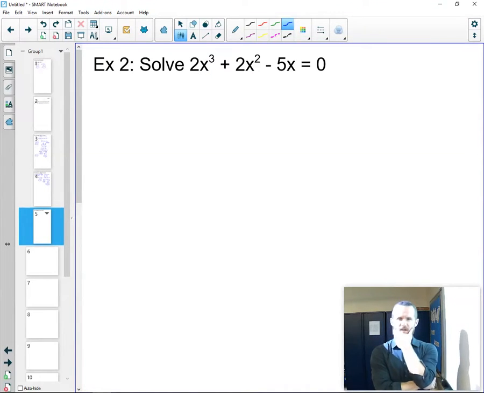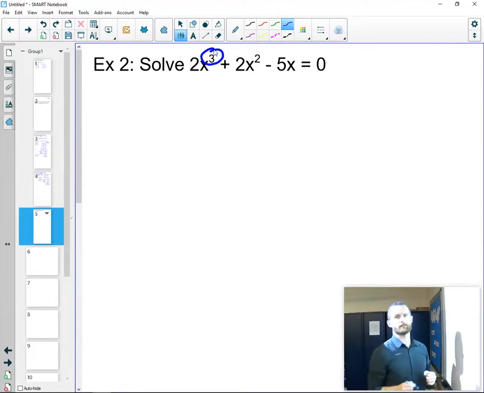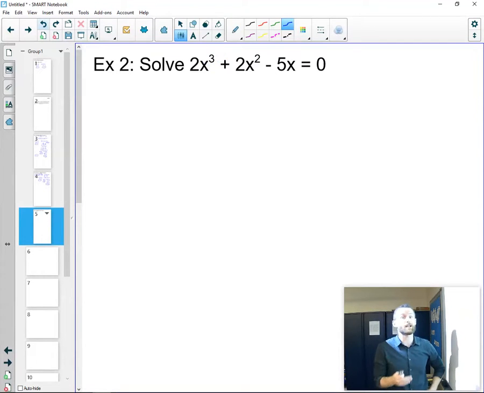2x to the third plus 2x squared minus 5x equals 0. Now, right away, this should make you think, okay, this one looks different. This one looks drastically different because we have a power of 3 here. The biggest power is 3. It's not 2. So this is not a quadratic equation. So at this point, we can't use the quadratic formula. We can't try and complete the square.